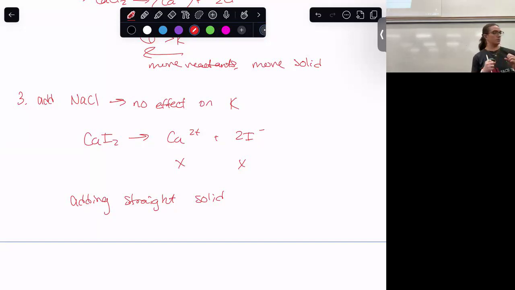Good question. But if you added calcium ions and iodine ions, then that would form more precipitate because those are direct ions that contribute to the Ksp. Great. Anything else?